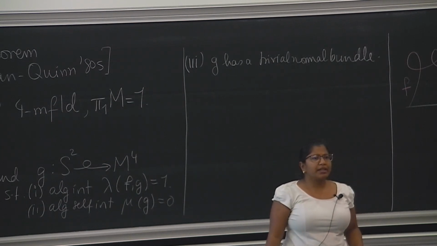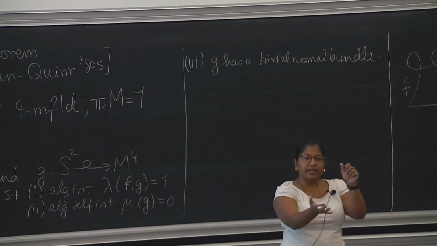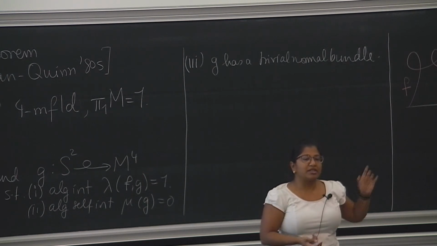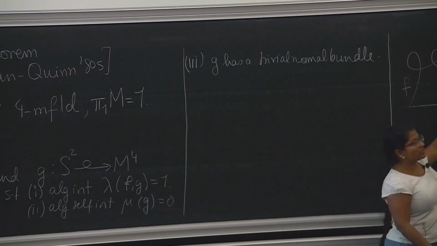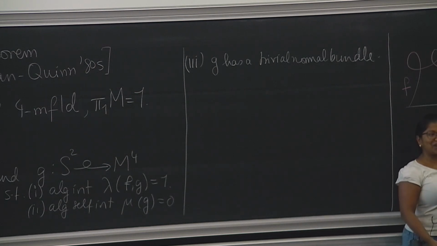So you're used to thinking about normal bundles. I mean like a thickening of G into a neighborhood. This means that it looks like S2 cross D2. You should be a bit annoyed with me because that's not an embedding, and maybe you're not used to thinking about normal bundles of embeddings.